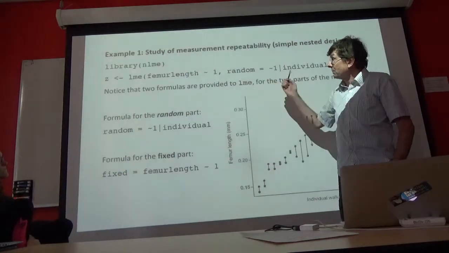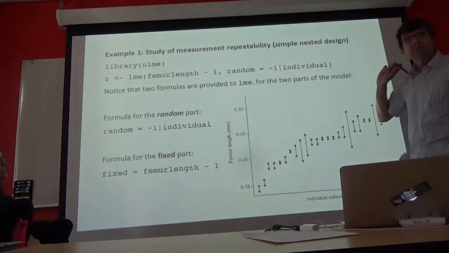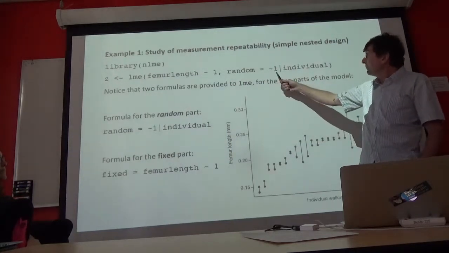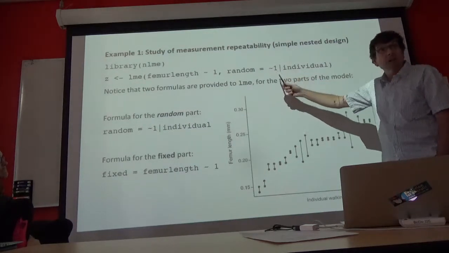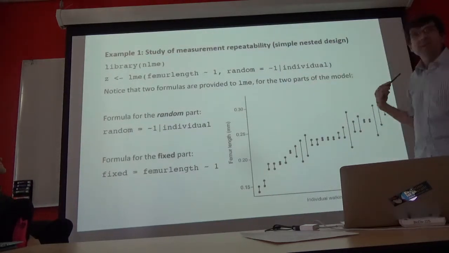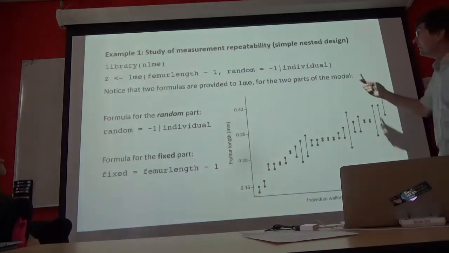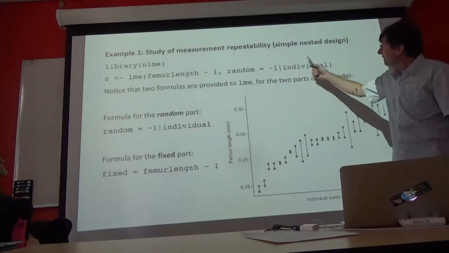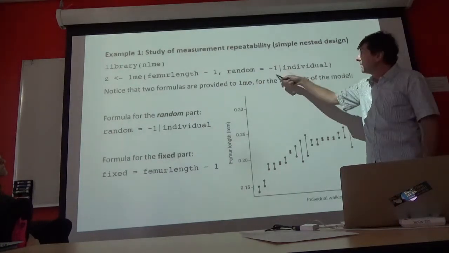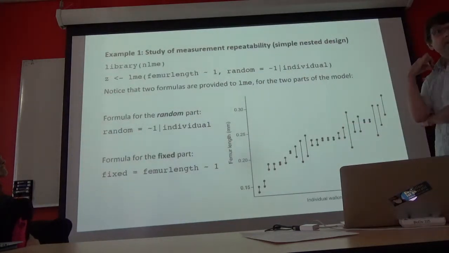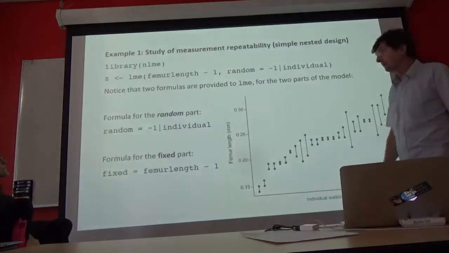And then the second formula instructs R as to what the random component of the model is. And here again, we're asking R to estimate a constant, but in this case, one for every individual, which constitute the random groups. So that's the structure of the random part and how we tell R that the individual is the random group here. And we're modeling a random intercept, namely every individual has its own intercept. And it's the variability among those intercepts that will then be used in the fixed part.